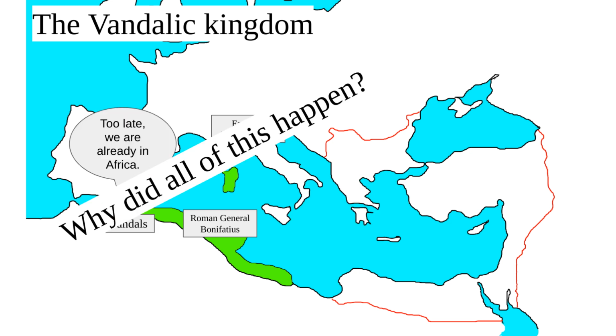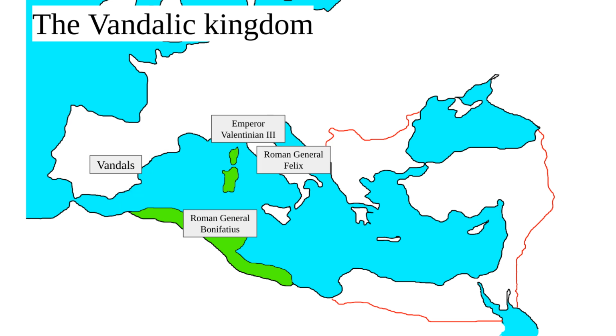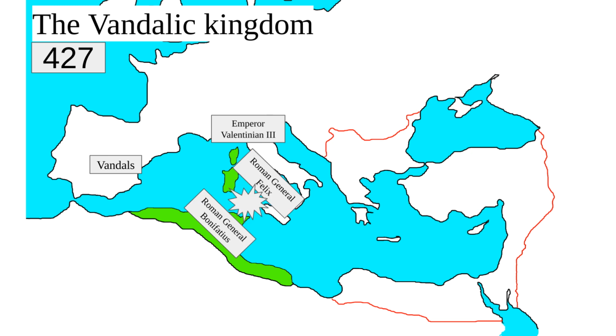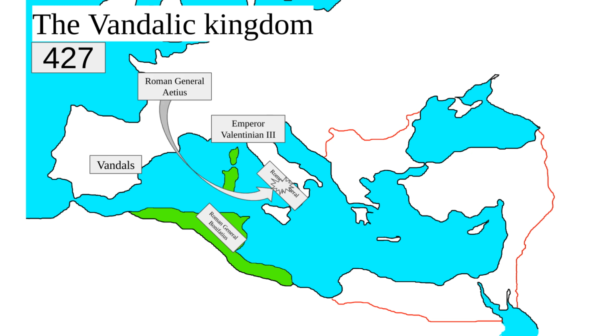But why did Bonifatius want help from the Vandals? Well, the senior Magister Militum Praesentalis, Felix, wanted to get rid of Bonifatius. Therefore, he accused him of treason and recalled him in 427. Bonifatius knew that it was a setup, so he didn't go. Felix tried to force him out of Africa with his army, but he failed. Both Felix and Bonifatius were weakened by this fight. Felix was ultimately killed by Aetius, the Magister Militum of Gaul.